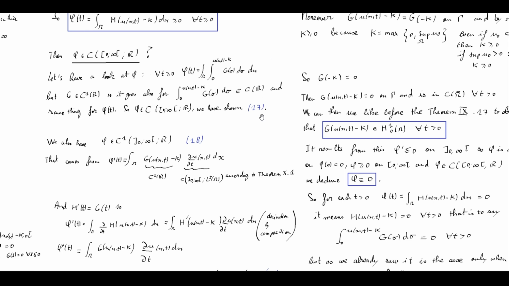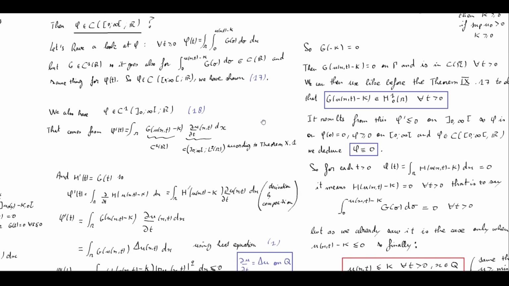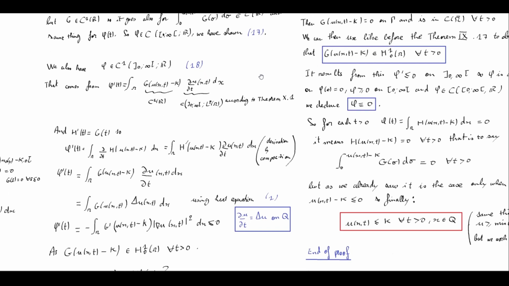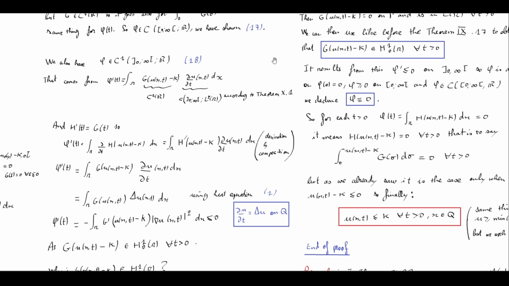We also have that phi is C1 from (0, infinity) to R, with 0 excluded. That comes from phi prime of t equals the integral on Omega of g of (u(x,t) minus k), which is C1 on R by hypothesis, times the partial derivative of u with respect to time at (x,t), dx. This function is continuous from (0, infinity) to L2 of Omega according to Theorem 10.1, and h prime of t equals g of t.